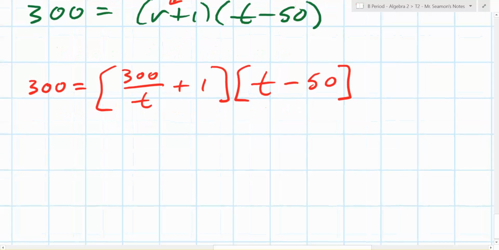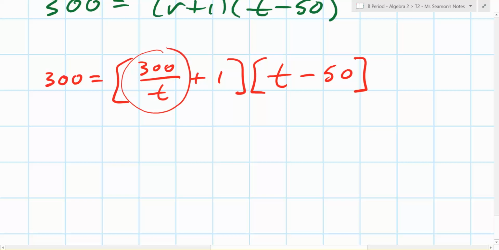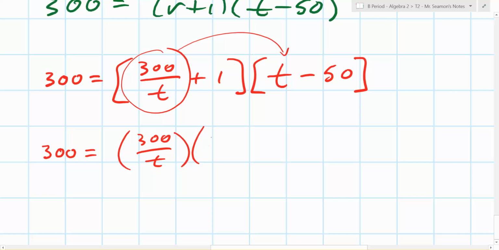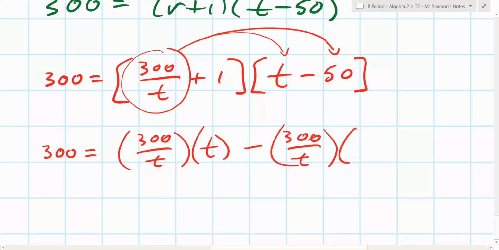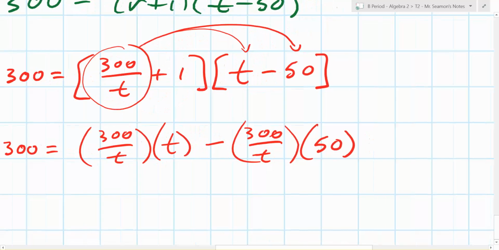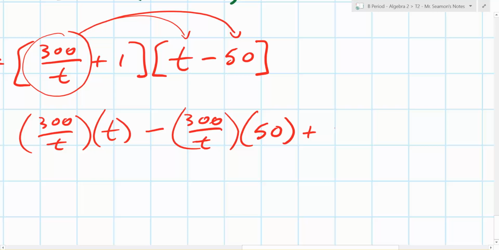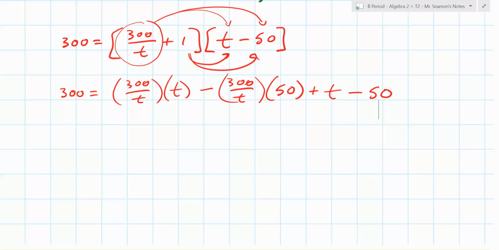We need to distribute at this point. If we take this right here and multiply it over to that, what happens when I do that? 300 over t times what? t. And then we take this and we end up with minus what? 300 over t times what? Times 50. Correct. And then that's the first two terms. What's next? Plus t. That's this multiplication right here. Minus 50. So can we clean this up? What cancels? The t. This cancels right there.